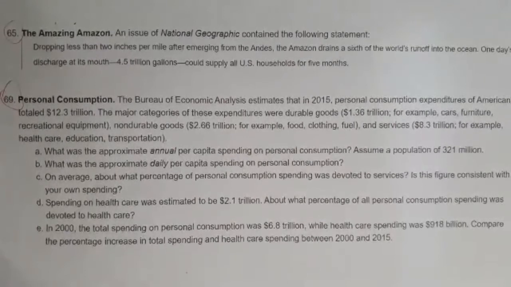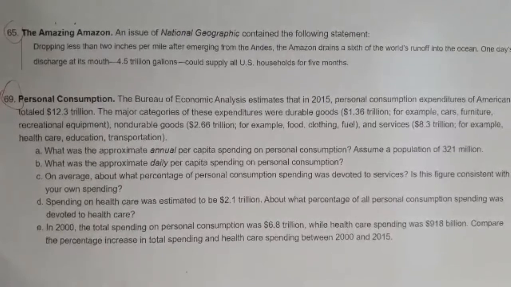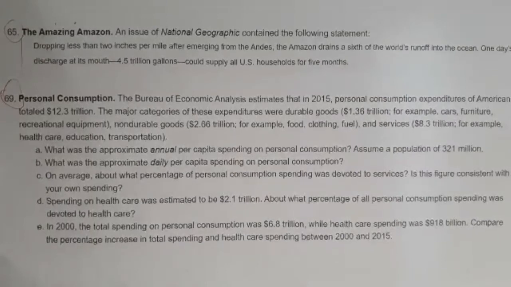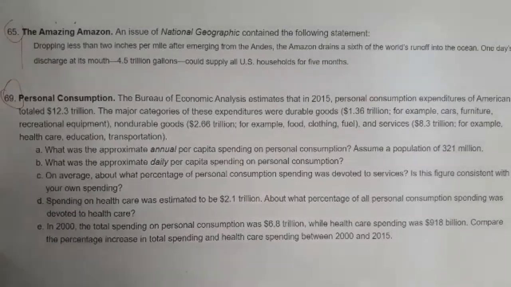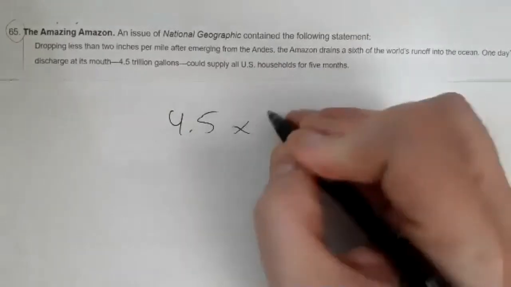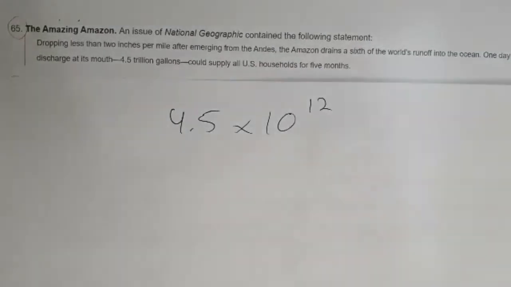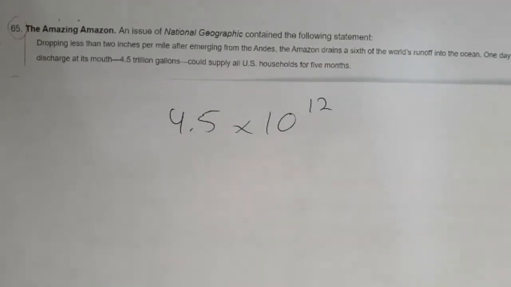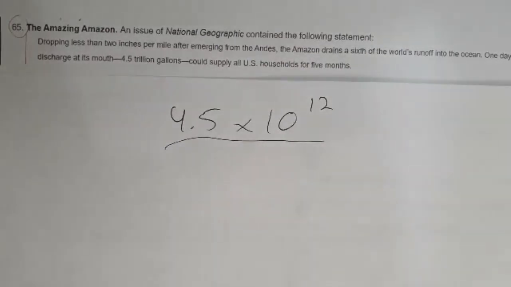Based on the statement, determine how much water an average U.S. household uses each month. They said that this 1 day discharge could supply U.S. households for 5 months. So we're starting out with 4.5 trillion, which is times 10 to the 12th. If this supplies it for 5 months, we want to know for 1 month, what are we going to do with this?